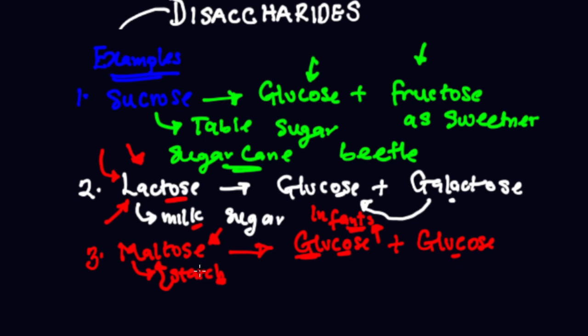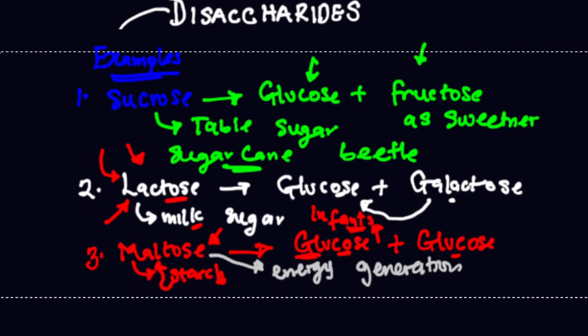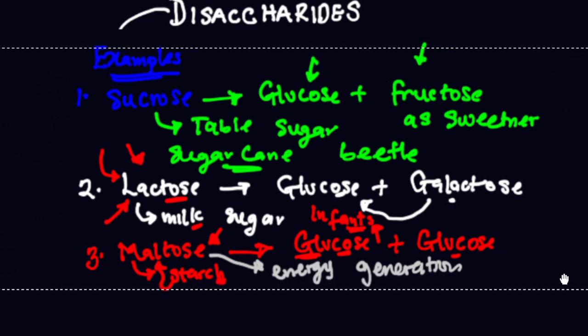That shows that the function of maltose is energy generation. That's what you can attach to it. That's its function: energy generation. Now let's go ahead and talk about the other disaccharides that we have, one by one.